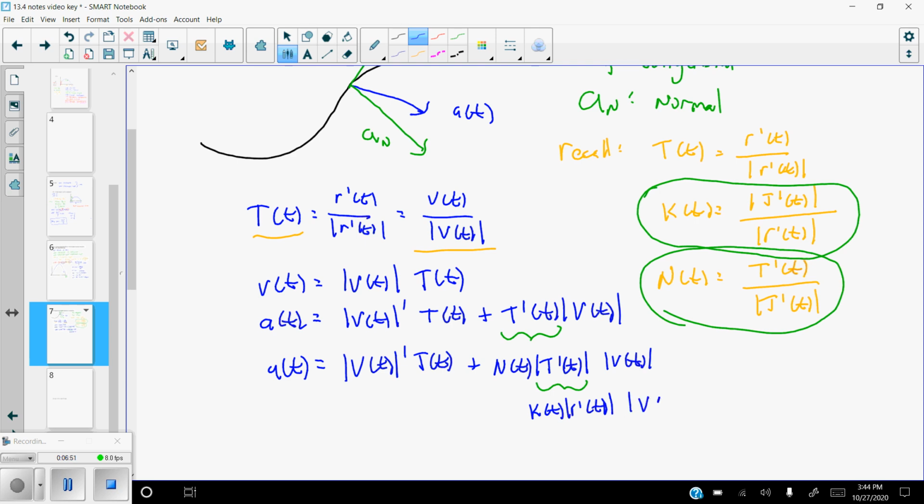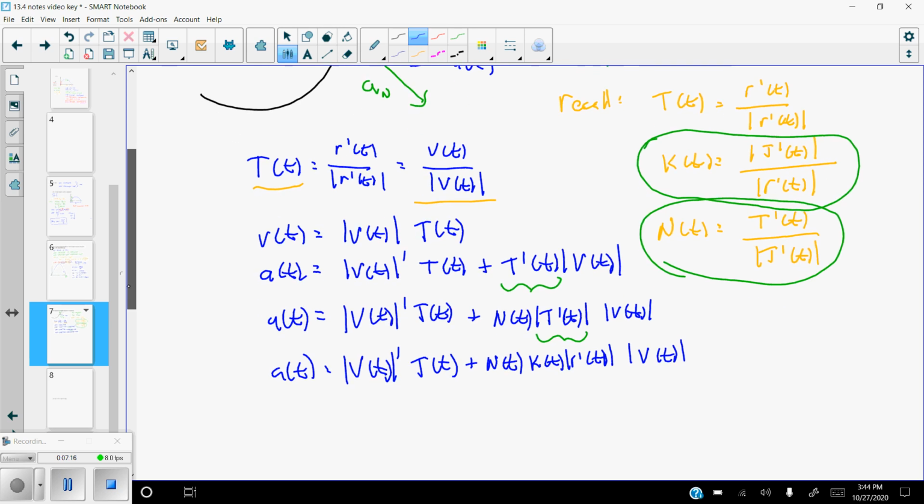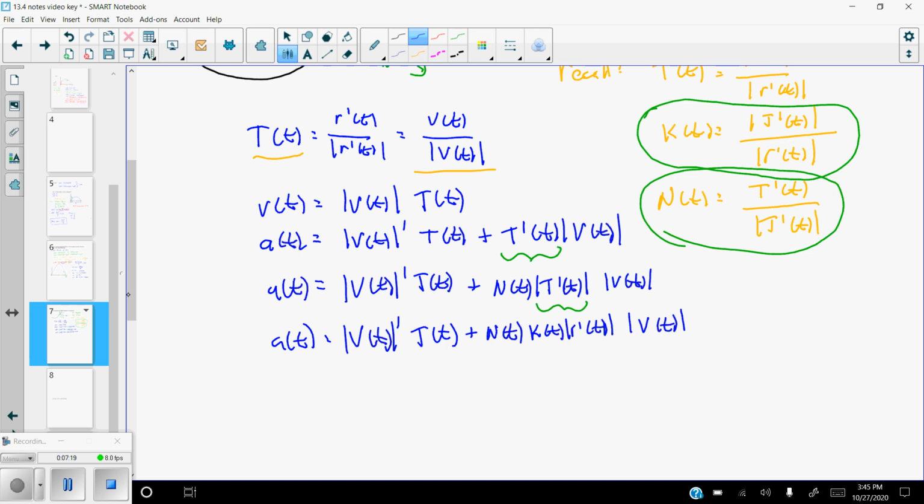And then we've got magnitude of v of t, still got an N of t out here. And then I've got the magnitude of v of t prime, T of t, all that still equals acceleration. All right, we can simplify just one more thing because the magnitude of r prime of t is the same thing as the magnitude of v of t, since r prime of t is v of t. So the last thing that I can simplify is this piece right here, which is going to be the magnitude of v of t.